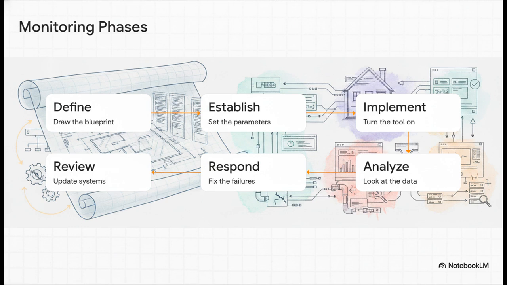Step 1, you define the blueprint of what you need to monitor. Step 2, you establish your parameters like thresholds and IPs. Step 3, you implement the tools and turn them on. Step 4, you analyze the data coming back. Step 5, you respond to any alerts. And Step 6, you review the process to update and improve your systems.